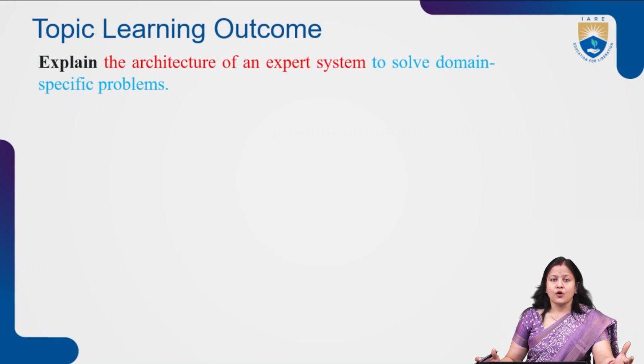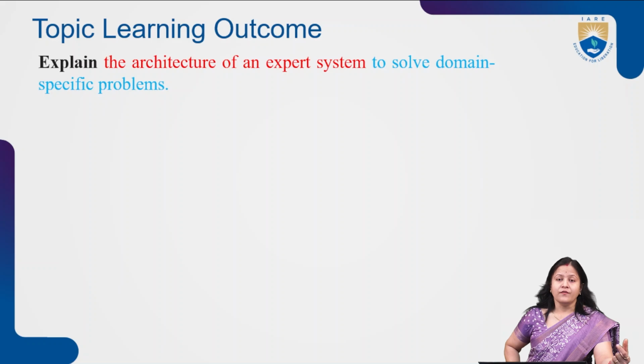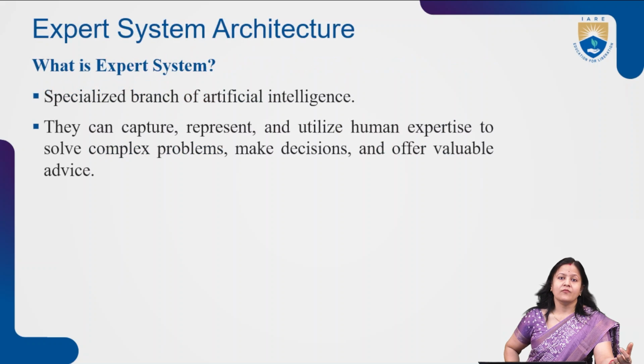After the completion of this topic, students can explain the architecture of the expert system to solve a domain specific problem. This is the topic learning outcome for this expert system architecture. Already I have introduced the meaning of an expert system. An expert system is nothing but a machine, or it may be software, or a computer application, which is a specialized branch of artificial intelligence, and it can capture, represent, and utilize human expertise to solve complex problems, make decisions, and offer valuable advice.